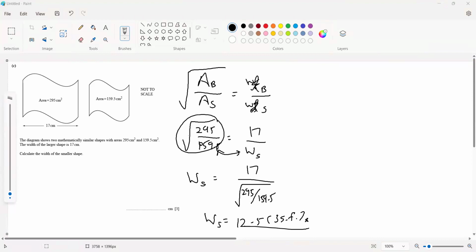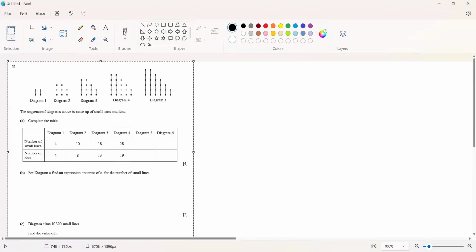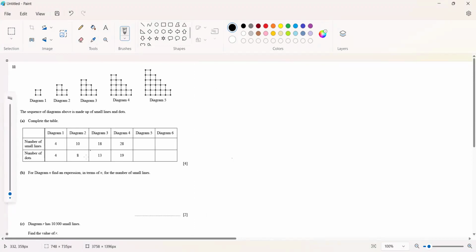So for our last set of questions, starting from number 11. From there, we are given a pattern. Number of small lines is 4, 10, 18, 28. Number of dots is 4, 8, 13, 19. So find an expression for small lines. We can see a kind of mini pattern here. This is plus 6, and then this is plus 8, and then this is plus 10. So in other words, this is a quadratic sequence because the second layer has a plus 2. We can see the similarity appear in plus 2.